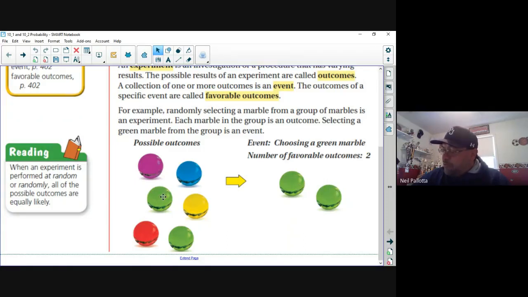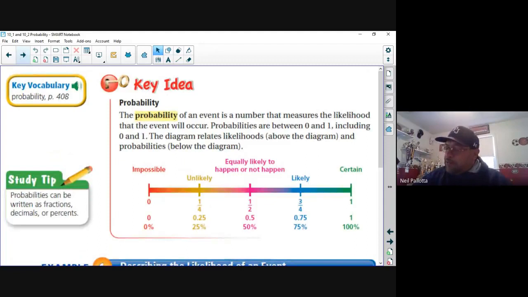We have 1 green marble here, 1 green marble here. So that first green marble would be a favorable outcome. That other green marble would be a favorable outcome. So we have a total of 2 favorable outcomes there. Over here to the left, it says when an experiment is performed at random, all of the possible outcomes are equally likely.